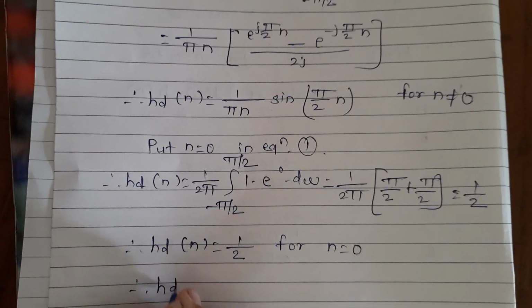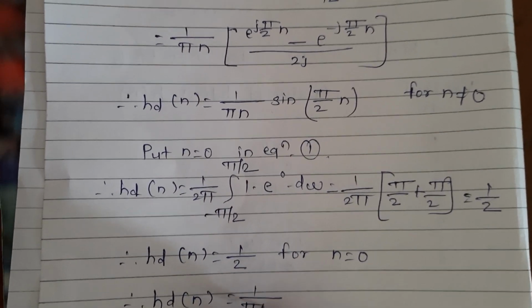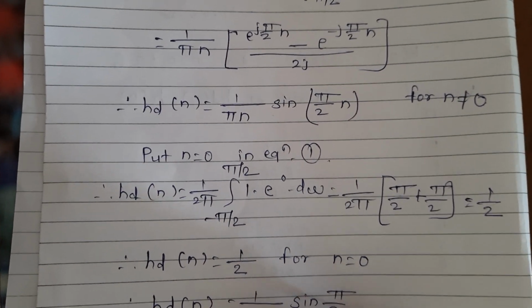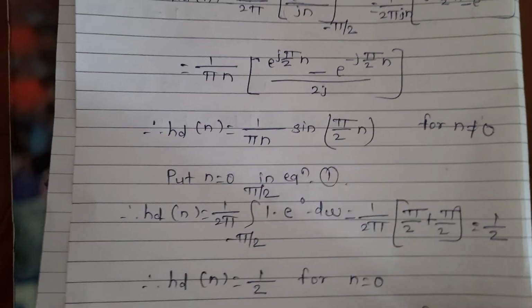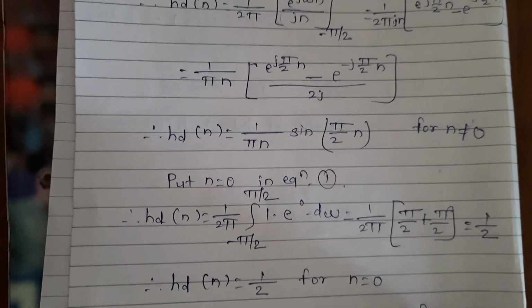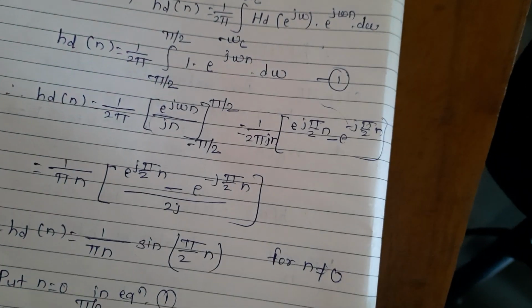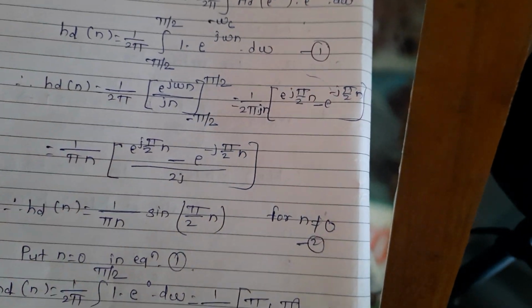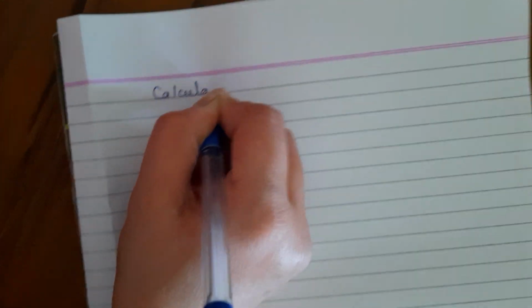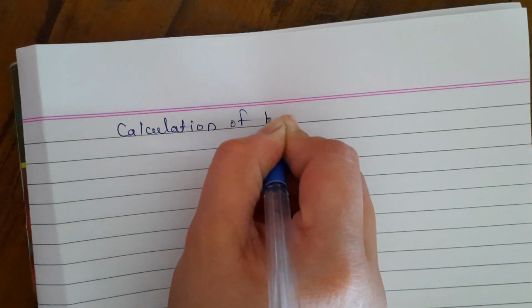Therefore hd of n is equal to 1 by pi n sine pi by 2 n for n not equal to 0. This is equation 3. This is equation 2. Now next step is calculation of h of n.